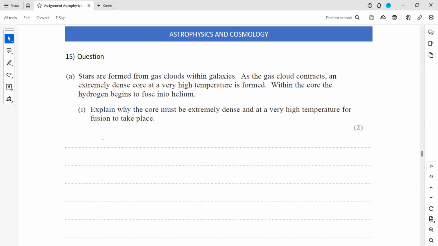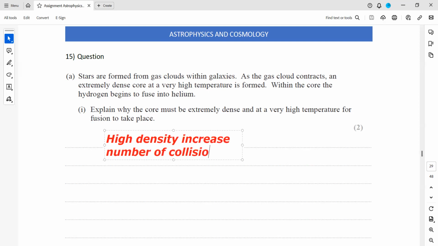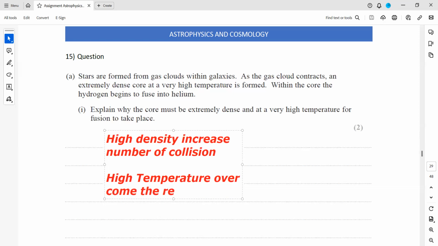So the purpose of having a high density is that it will increase the number of collisions, and the purpose of having a high temperature is that it will overcome the electrostatic repulsion, and the nuclei can fuse.